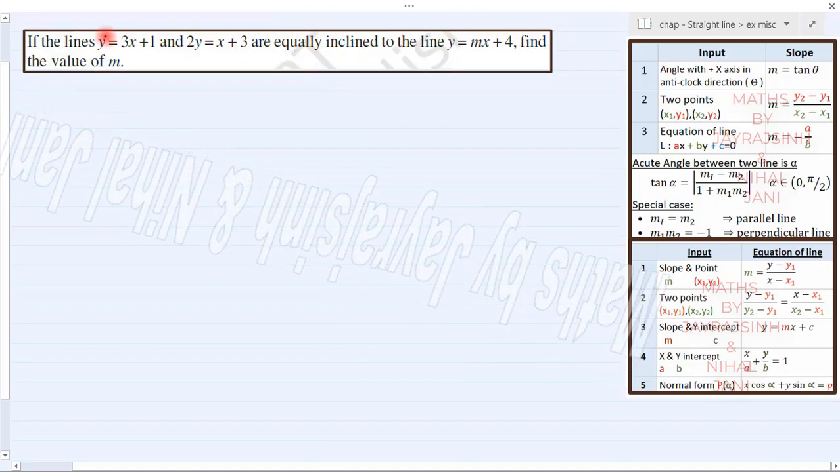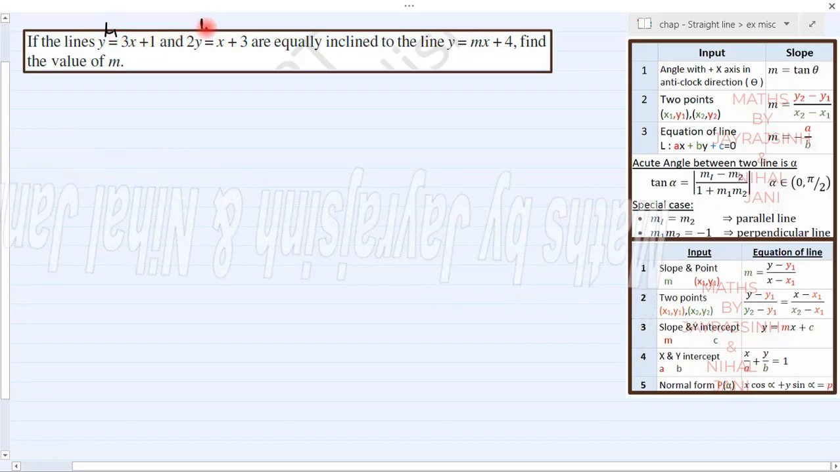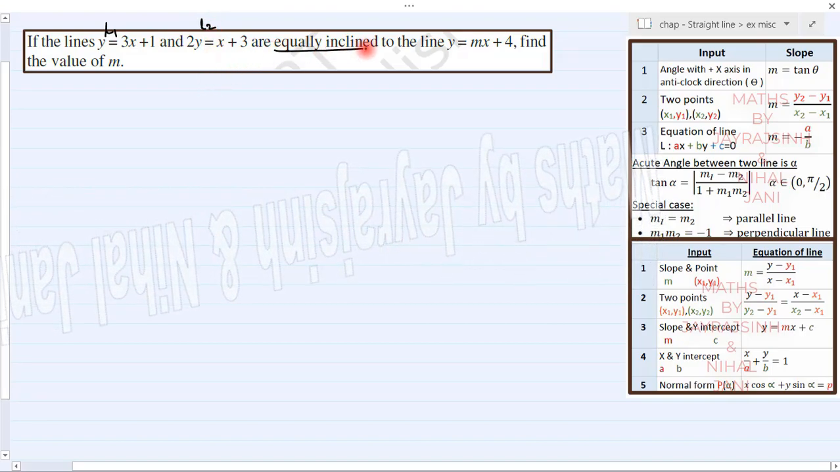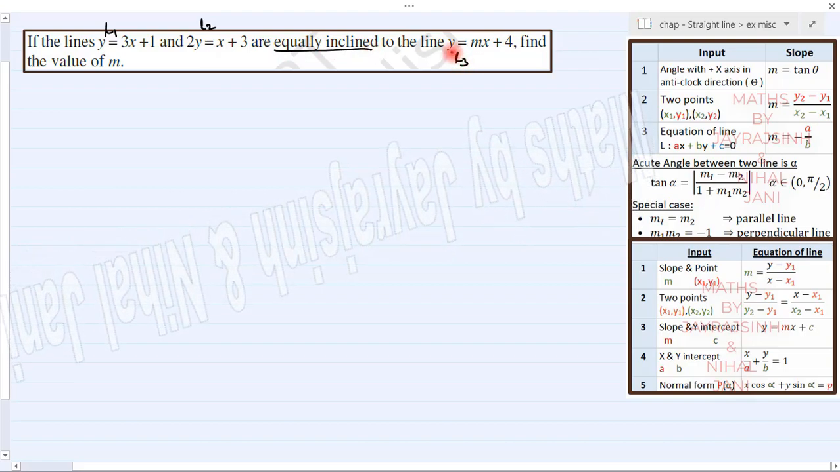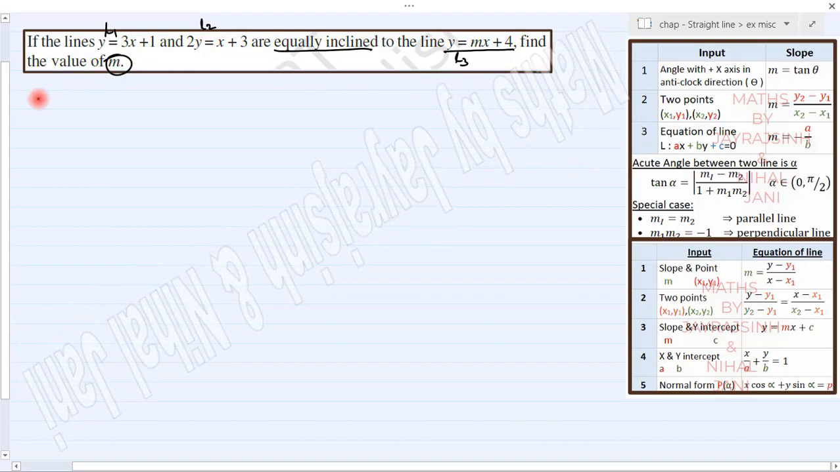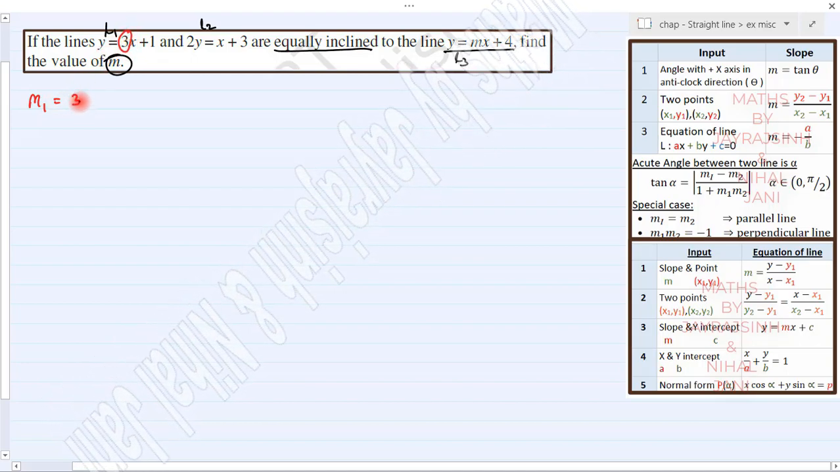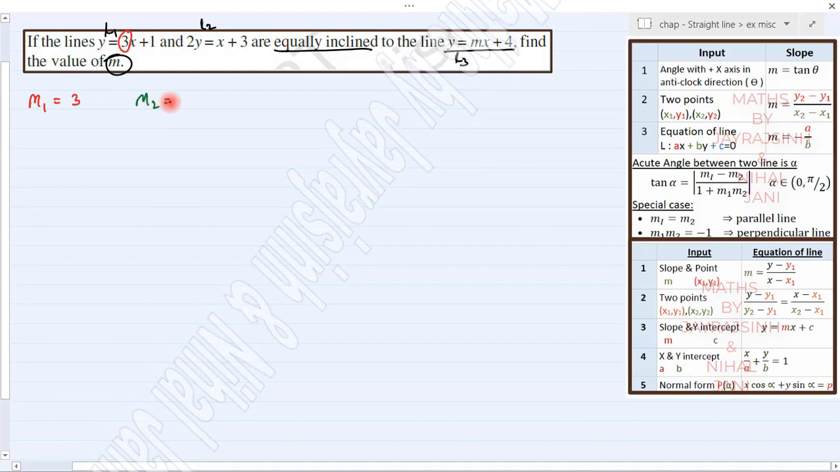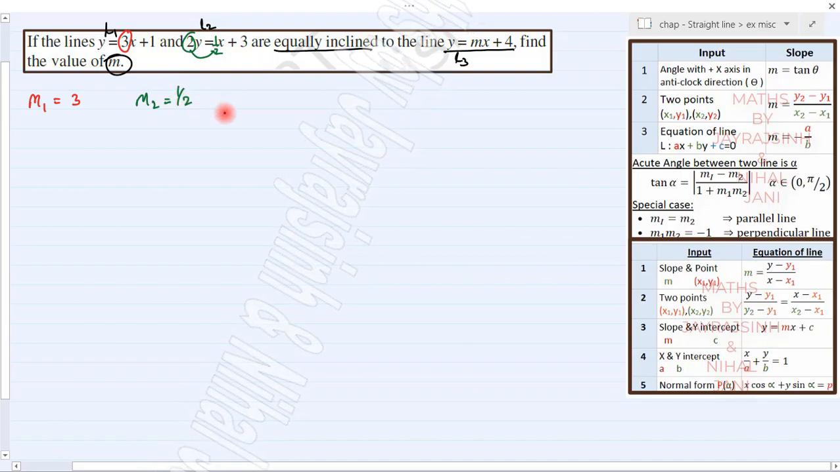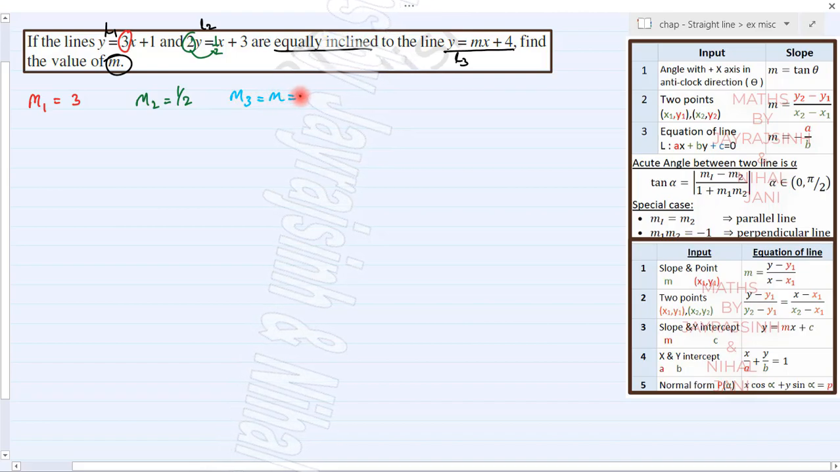In this question, we have two lines. Let's say L1 line, which is y is equal to 3x plus 1, and L2 line, which is 2y is equal to x plus 3. And it is equally inclined with line L3, which is y is equal to mx plus 4. And we have to find the value of m. Now here we can say the slope of L1 line is given by 3. For the slope of L2 line, if we take 2 to the right side, we'll get 1 by 2. So this will be 1 by 2. And the slope of the third line is given by m, which we have to find.